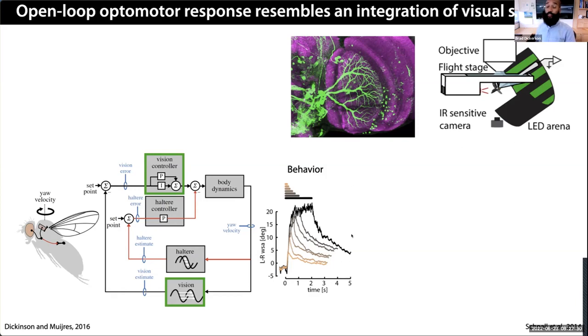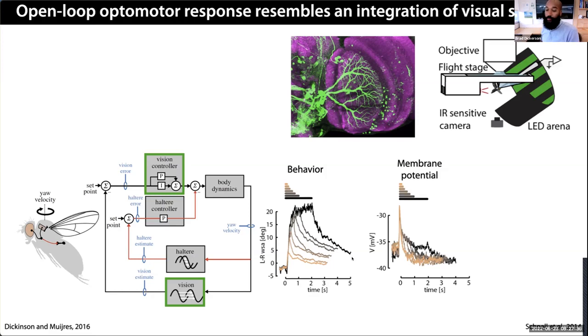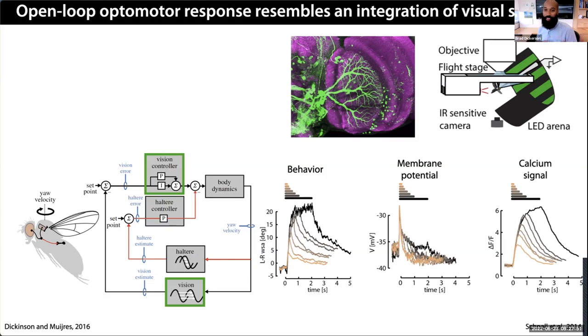Now, if you record from these inner neurons electrophysiologically, what you find is that they seem to behave more like derivative control. They care about the velocity of the stimulus. But if you do calcium imaging and look at the calcium dynamics of these neurons, then you can actually see that there's kind of an integral controller in the calcium dynamics of these neurons, right? So there's potential for PI control in the visual system.